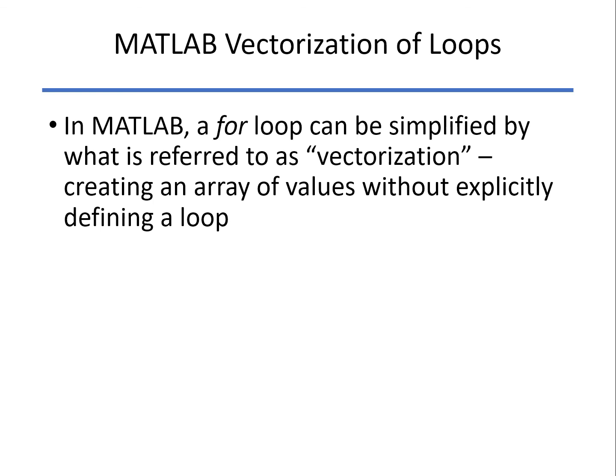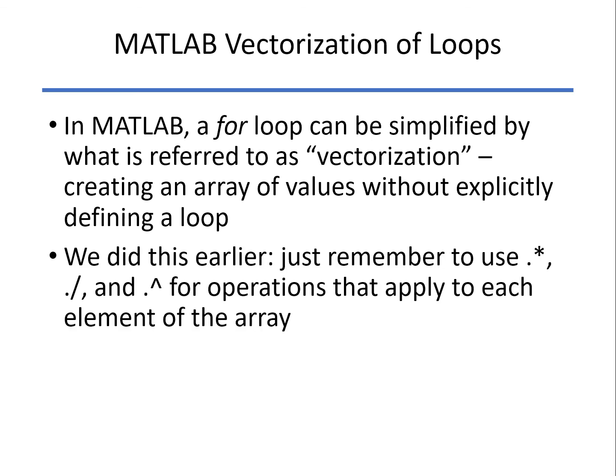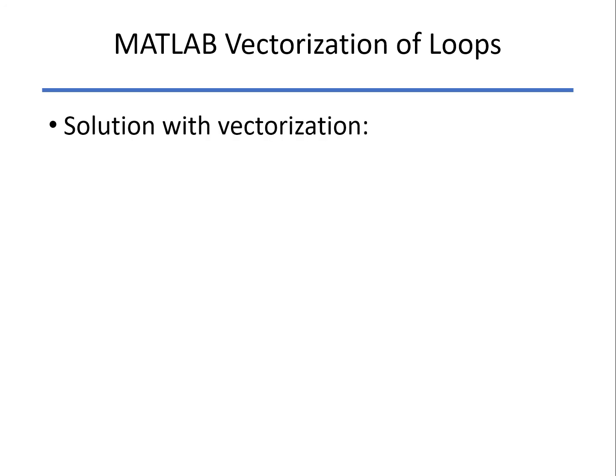Now, in the last one we talked about using element-wise operations, and so really it kind of has a parallel to what we've just done with loops. And so we can think of the loop as being vectorized, vectorization, where we've created an array without really having to define a loop. Again, just remember you have to use the decimal place before the multiplication, division, and power to be able to do that operation for each element of the array.